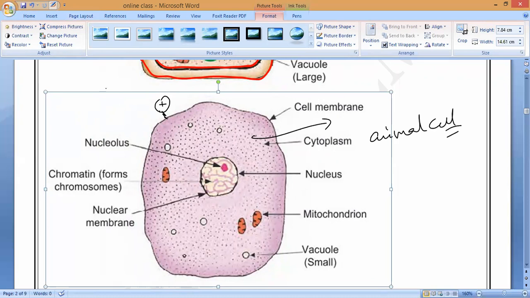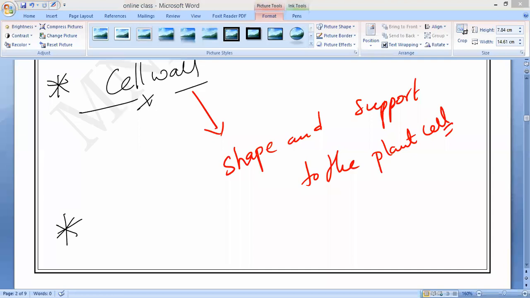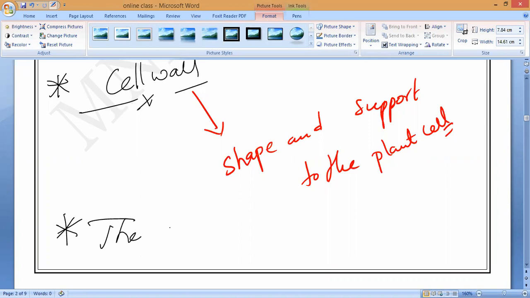Please write it now. Cell wall definition. What is the definition of the cell wall? The cell wall protects the plant cell and it is only present in plant cells. The plant cells have a thick cell wall around them. Only plant cells have it. No animal cells contain this.